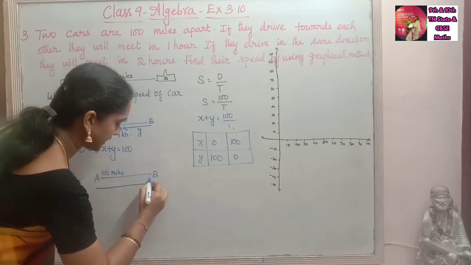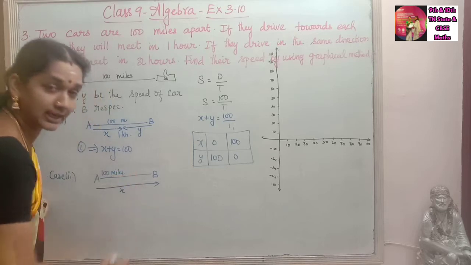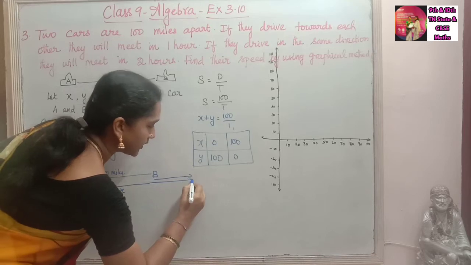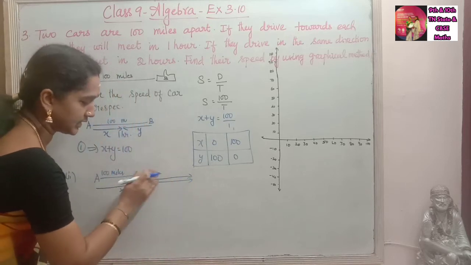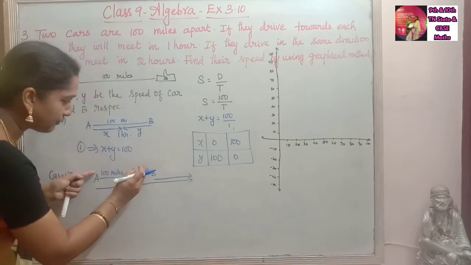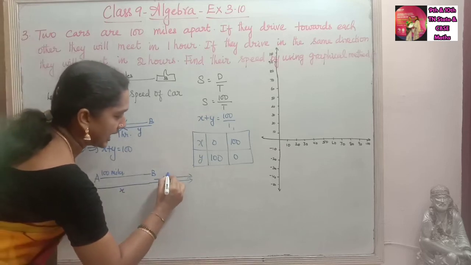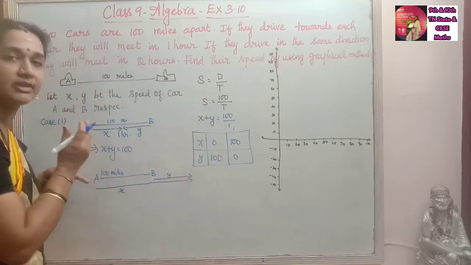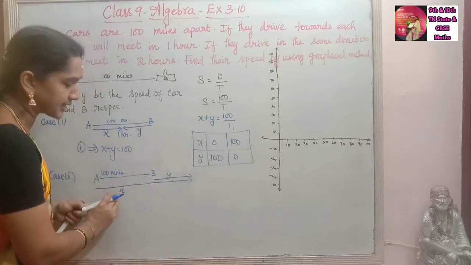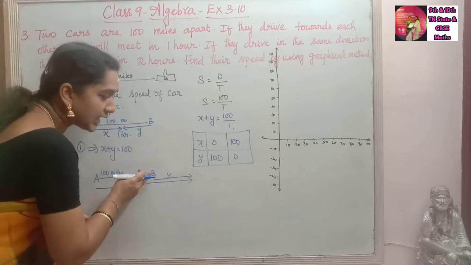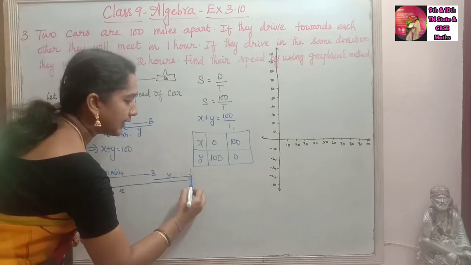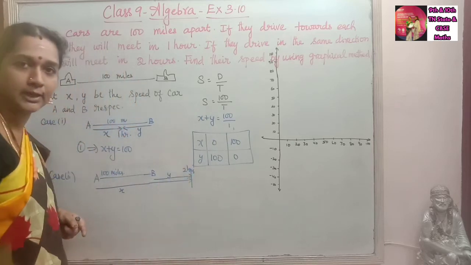They are moving like this. This is speed X kilometer per hour. B is like this, they are moving. So the distance between them is only 100. If we subtract X and Y, we will get this 100. Okay, understood. So A is moving at a speed of X kilometer per hour. B, from here, is moving at Y kilometer per hour. They will be meeting together in 2 hours' time.